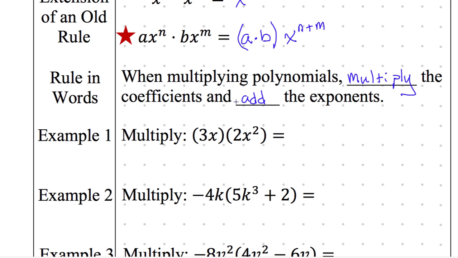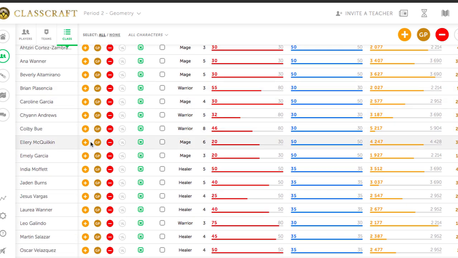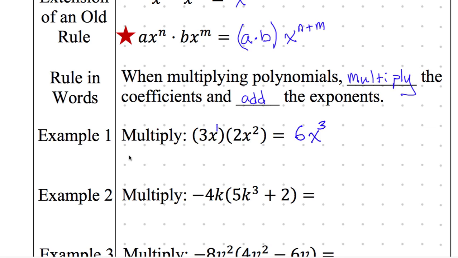Ellery, go for it. You'll have 6, which is 3 times 2, x squared, or so this old x was x to the power of 1, so then you'll have x cubed. X cubed. Yes, good job. Thank you, Ellery. Just making sure that everyone is following along. We multiplied the coefficients. That means that this 3 and this 2 were multiplied together. 3 times 2 is indeed 6. And then I'm going to add the exponents. The exponents were 1 and 2. 1 plus 2 equals 3.